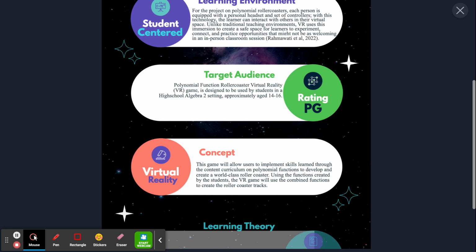This game allows users to implement skills learned through the content curriculum on polynomial functions to develop and create a world-class roller coaster. Using the functions created by students, the VR game will use the combined functions to create the roller coaster tracks.